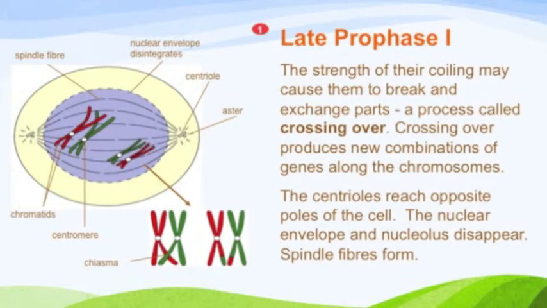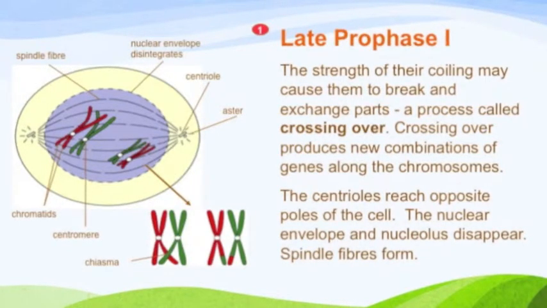Finally, at the end of late prophase I, the centrioles will reach the opposite poles of the cell, the nuclear envelope and nucleolus will disappear, and the spindle fibers form.